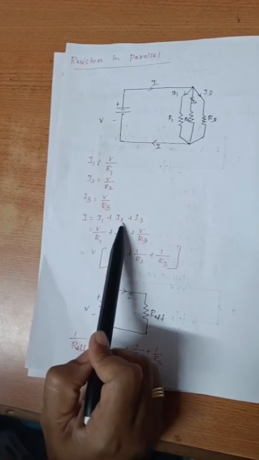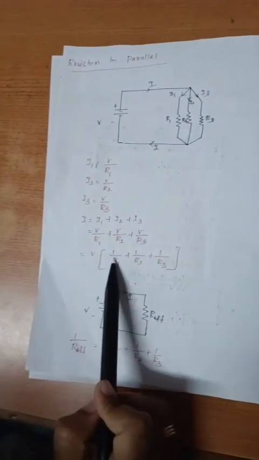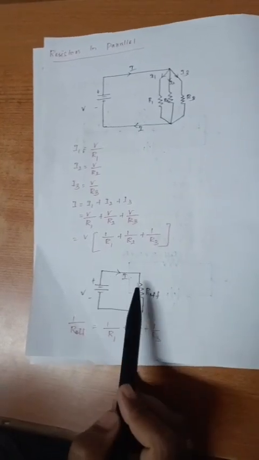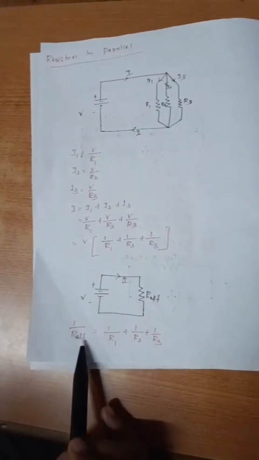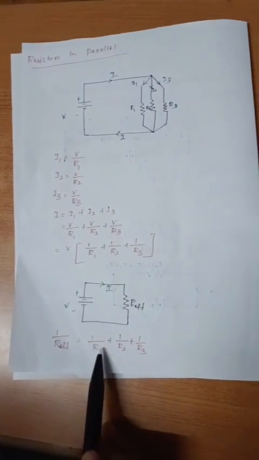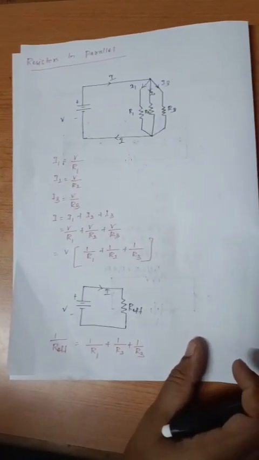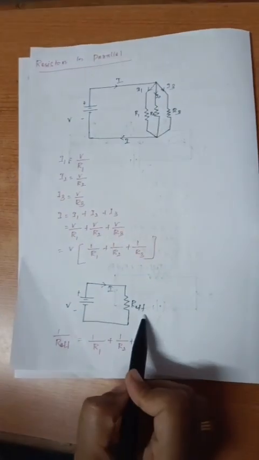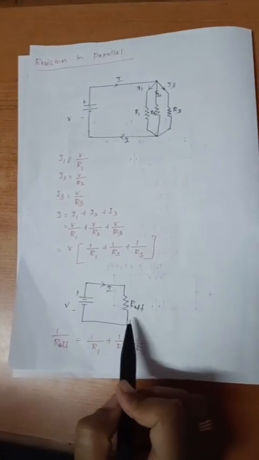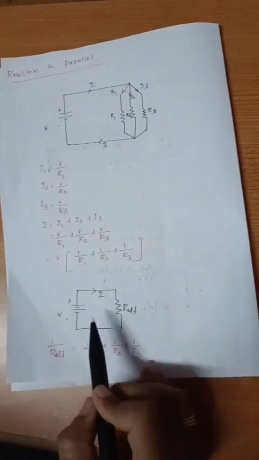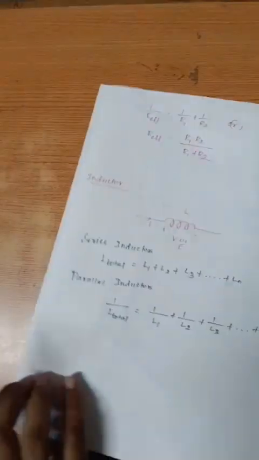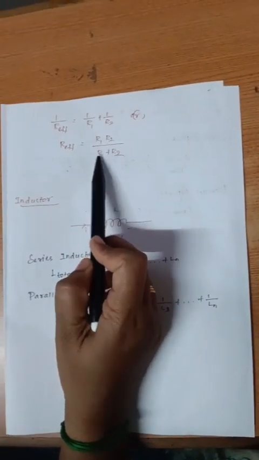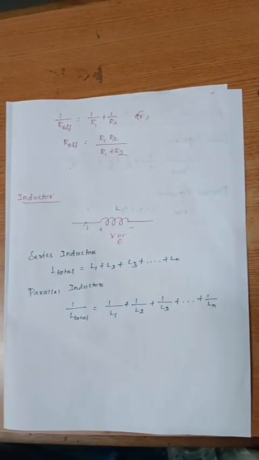So the total current I1 plus I2 plus I3 is equal to V into (1 by R1 plus 1 by R2 plus 1 by R3). So 1 by R effective is equal to 1 by R1 plus 1 by R2 plus 1 by R3. If we were to replace the three resistors in parallel by a single equivalent resistor, we must draw the same current I in the circuit. For two resistors, R effective will be R1 R2 divided by R1 plus R2.